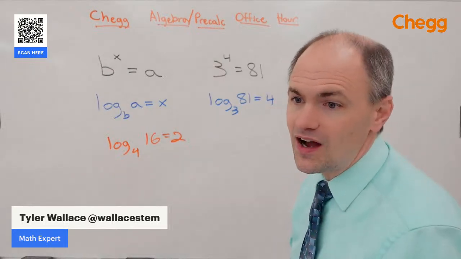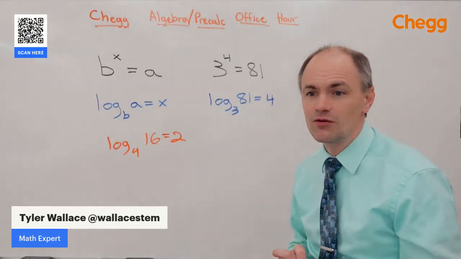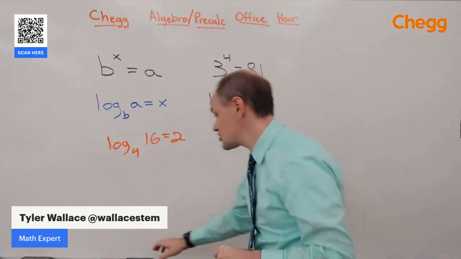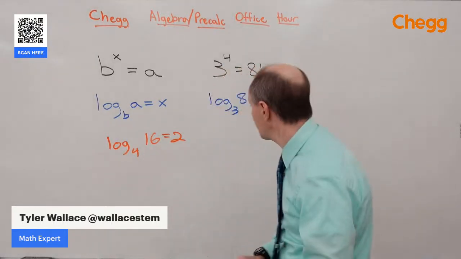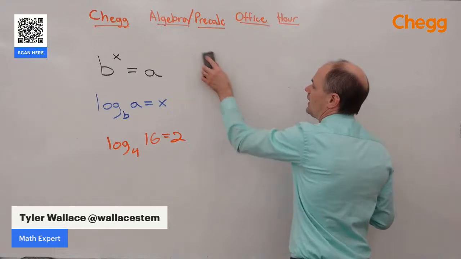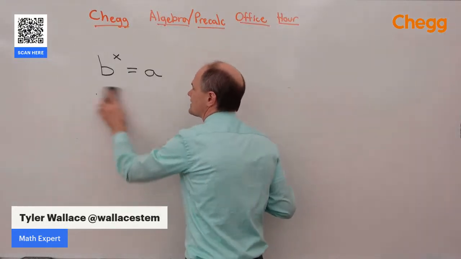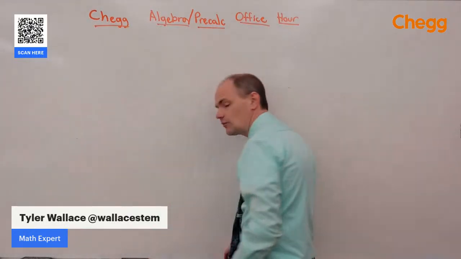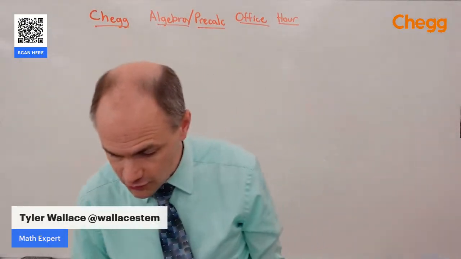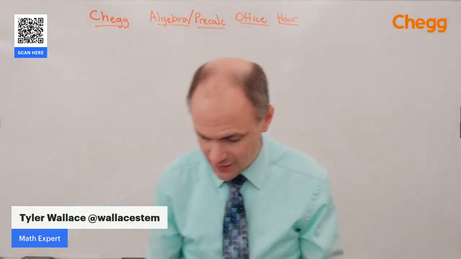We've got Logan on TikTok, who wants to know about finding the zeros of a polynomial using synthetic division. Let's do that. That's a great problem. So I'm going to erase this here, and we're going to go over to synthetic division and finding zeros of a polynomial using this thing called the rational root theorem.